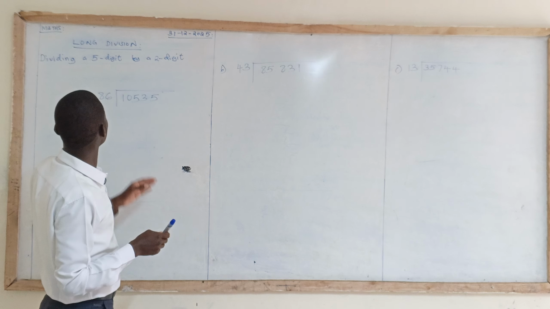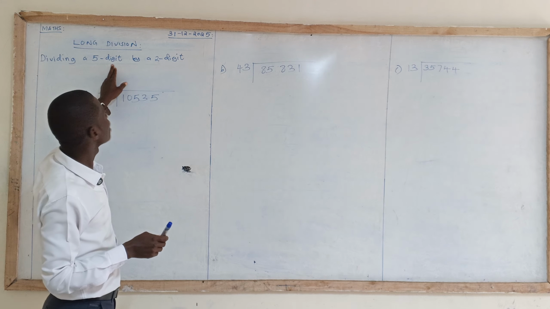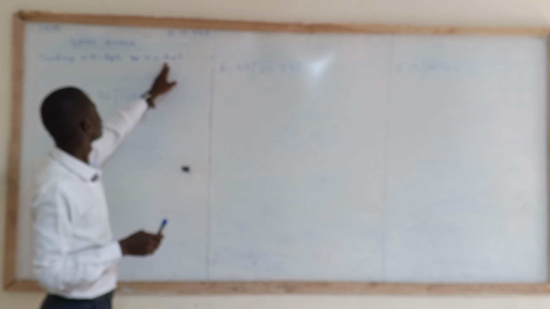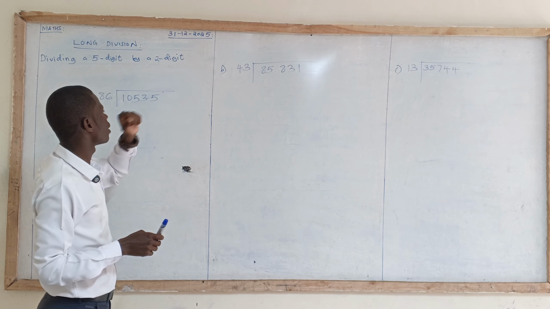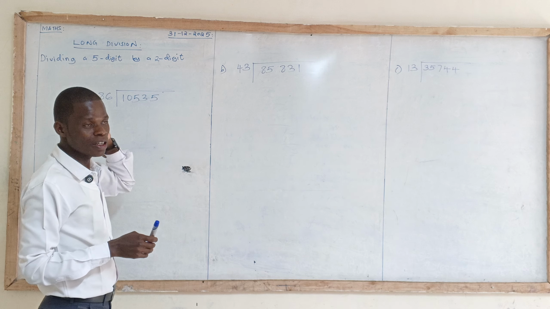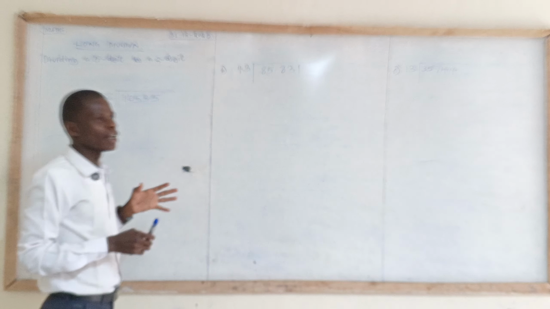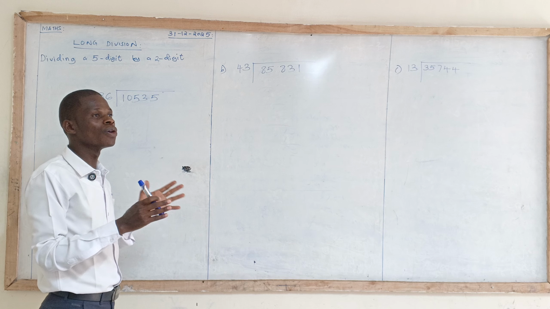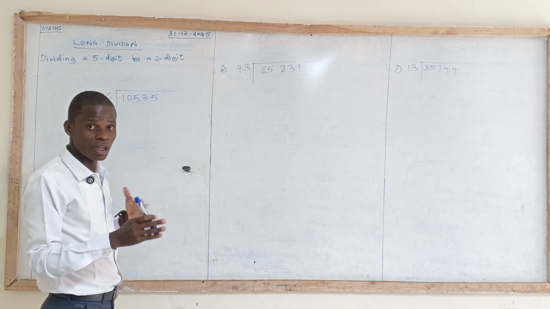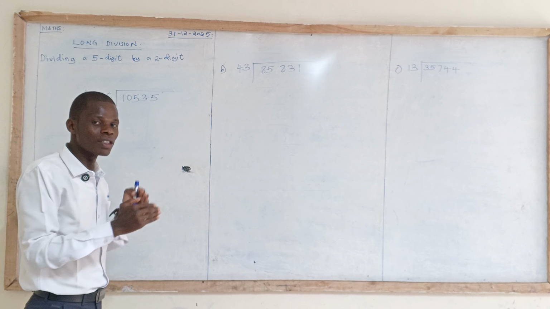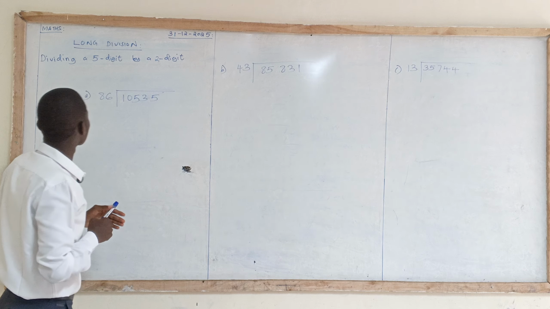Now, what do we have here? A 5-digit number divided by a 2-digit number. In the last lesson, we looked at a 5-digit number divided by a 1-digit number, and we were dealing with the table of 7, table of 9, and so on and so forth. So we are continuing slowly by slowly. We are not in a hurry.